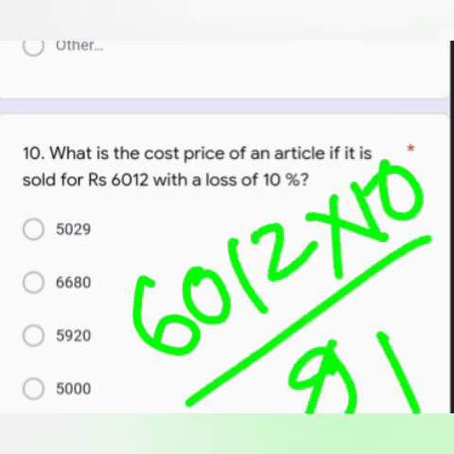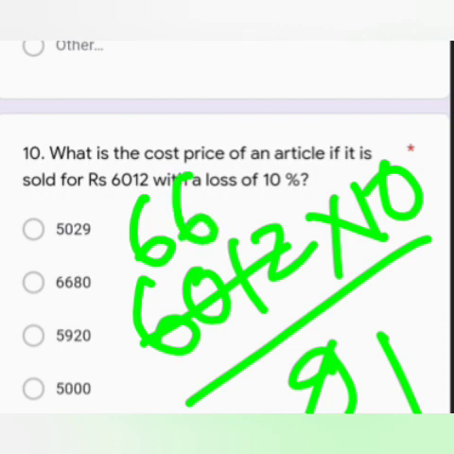So see, 9 ones are 9. 9 6s are 54. How much is left? 1, 6, 1. 9 6s are 54 again. So 7 is left. 7 and 2, 9 8s are 72. 668 into 10, that will be 6680. So this B part is correct.